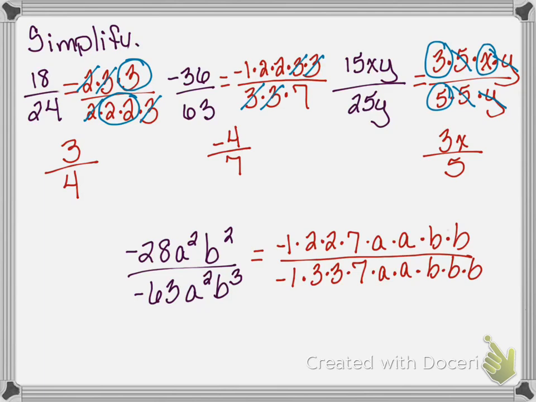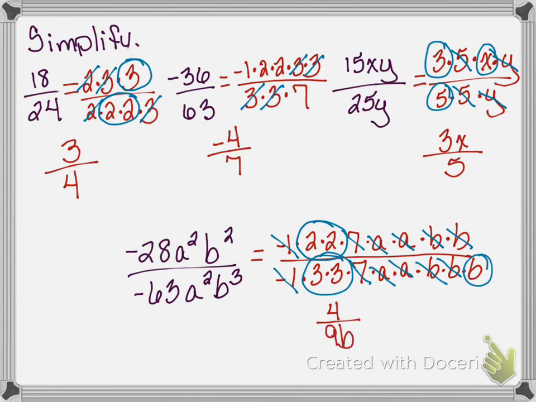Okay. If it's on the top and the bottom, I can mark it out. So I'm marking out a -1. I'm marking out a 7. A times a, b times b. So I'm left with 2 times 2 on the top, 3 times 3, and a b in the denominator. You've got to be sure you write that b in the denominator. Okay, because that's where it belongs.